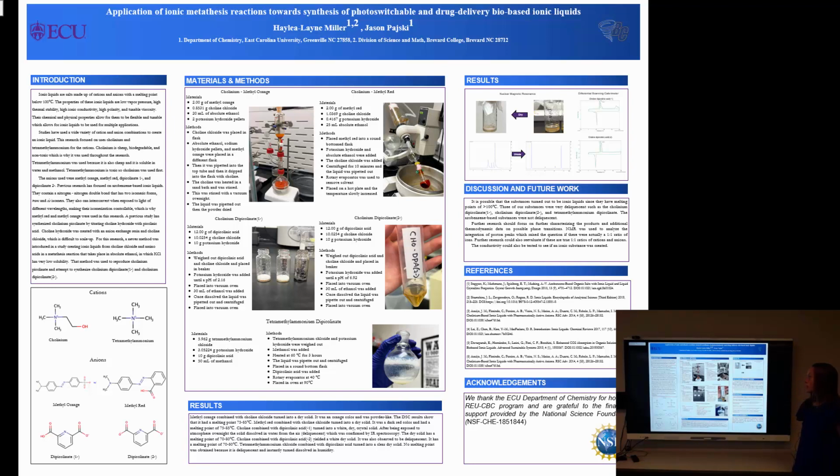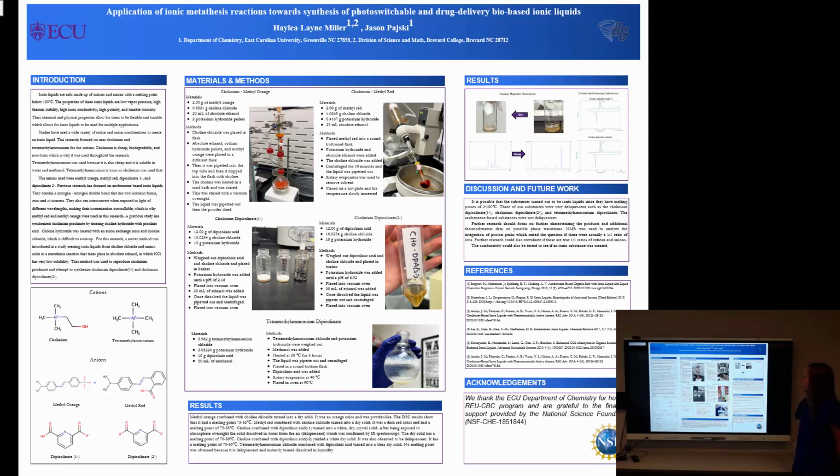For my methods, I combined choline and methyl orange. I placed methyl orange and sodium hydroxide pellets in this flask, and I placed choline chloride in this bottom flask, and I let it drop to the bottom flask, and then it was stirred and a vacuum was placed, and this was done overnight.